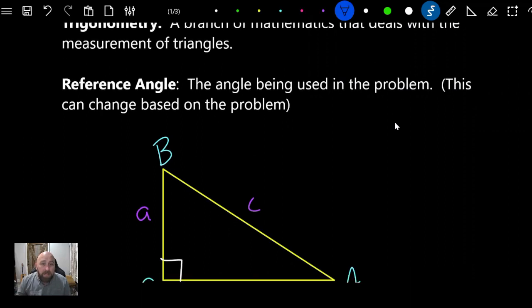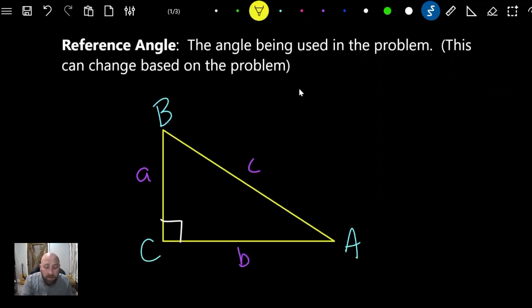All right, we need to know a few basic definitions before we can understand kind of what even this is talking about. So the first thing, let's talk about a reference angle. Reference angle is basically the angle being used in the problem. This can change based on the problem. So maybe the problem that you're dealing with is talking about angle B. So if you look here at this one, it's talking about this angle right here, okay? Because it's talking about angle B. Or maybe the problem that you're working on is talking about angle A. And so it's going to use this one down here.